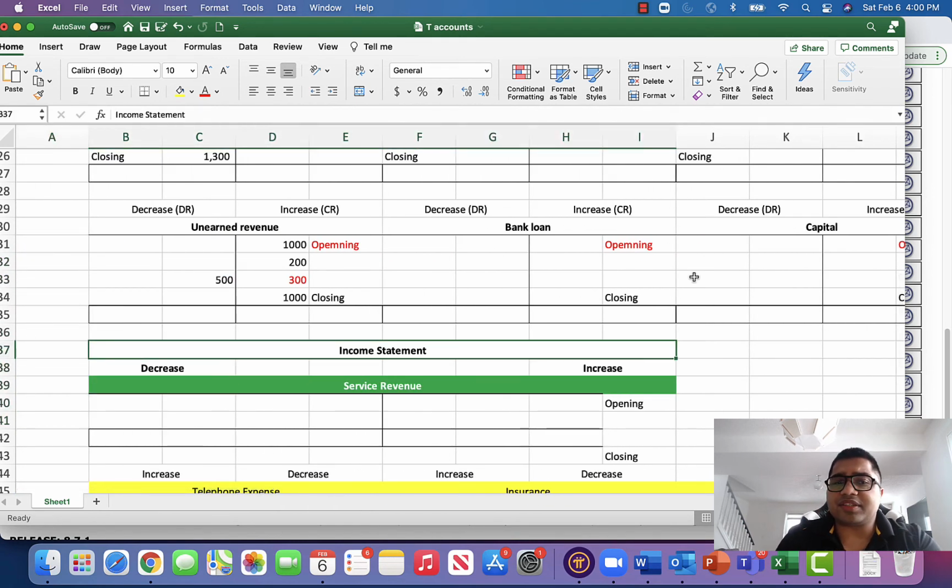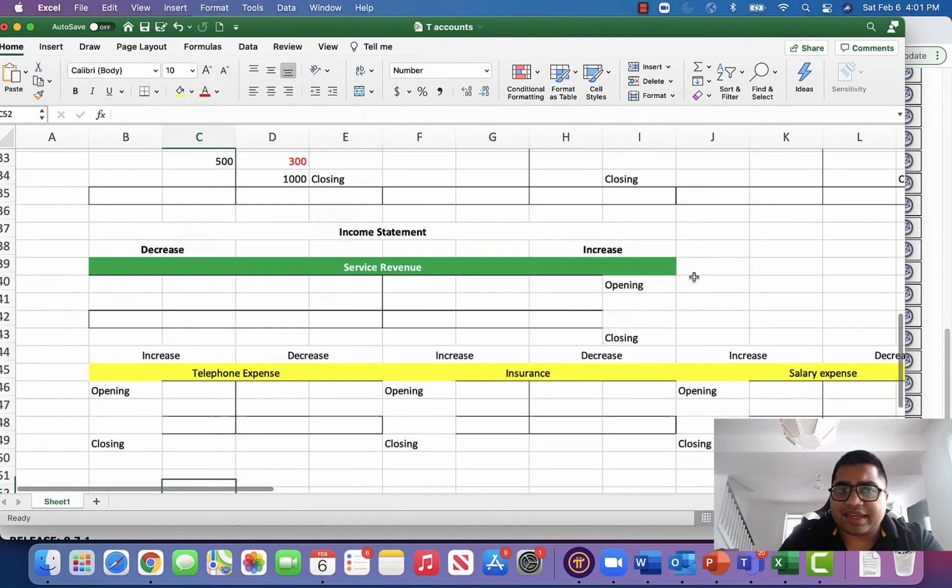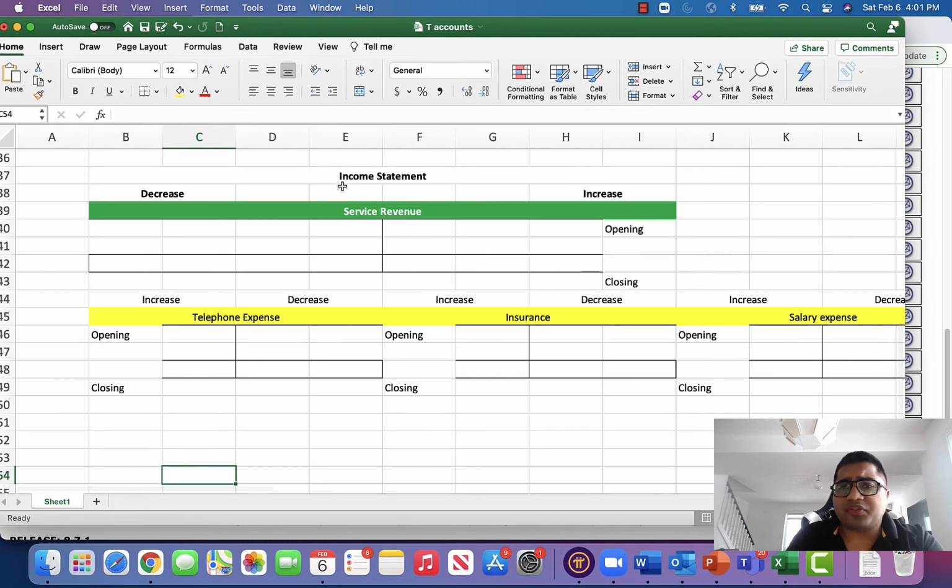Okay, in incomes, this was balance sheet accounts. All these are balance sheet accounts. You have either assets or you have liabilities. Assets: opening, closing, increase, decrease. Liabilities: opening, closing, increase and decrease. It's a little different for liabilities. In the income statement, you have two accounts basically: revenues and expenses.